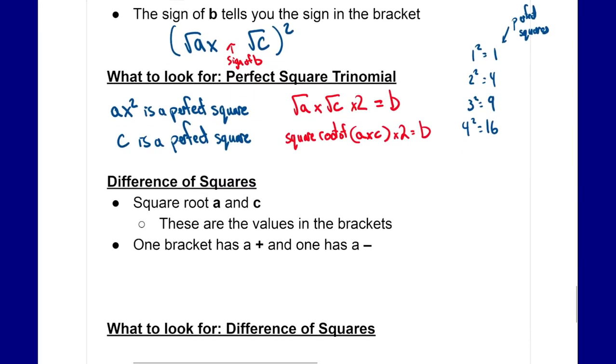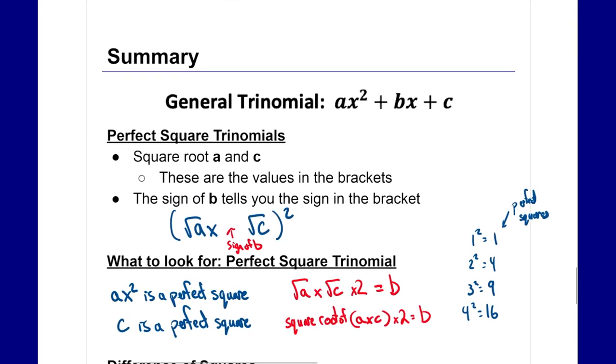For a difference of squares, it's going to be very similar in the fact that we have to take the square root of a and the square root of c. These are going to be our two values in our brackets. However, our two brackets are going to be different. We're going to have two separate brackets. One is going to have a plus and one is going to have a minus. So there is going to be a difference between the two. It's going to be the same two values, the square root of your first term, the square root of your second term, and then inside it's going to be one plus and one minus. And again, the a and the c, that's coming from this general form up here.